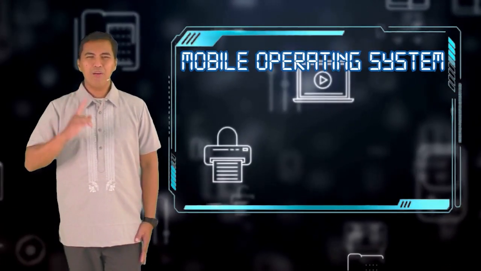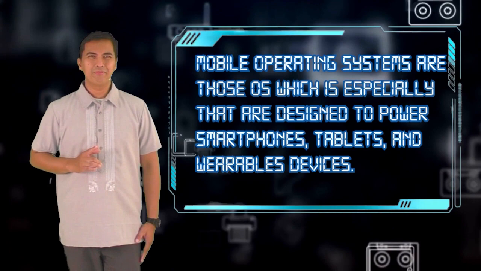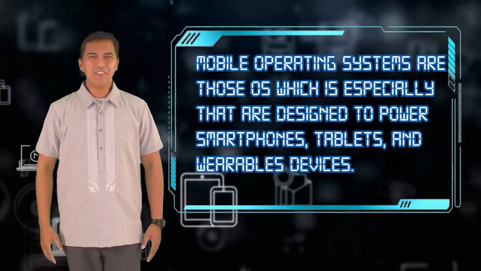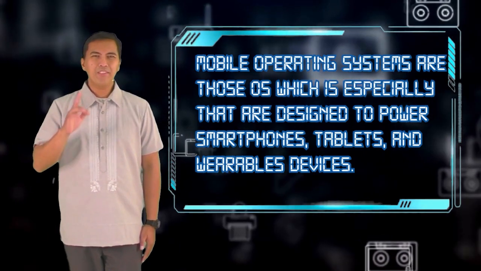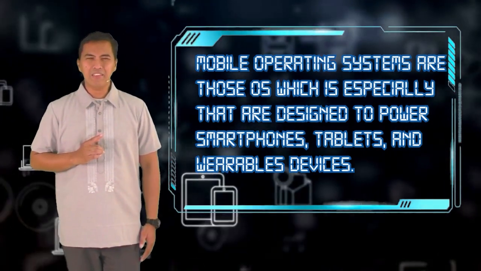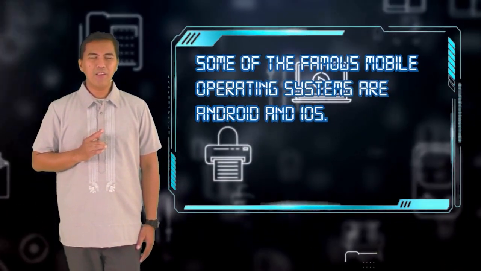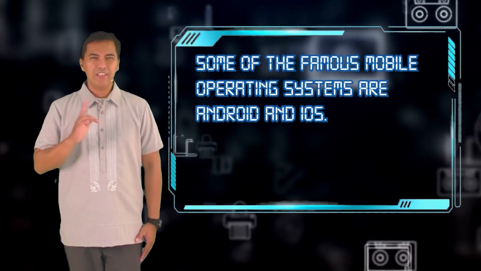Lastly, mobile operating system. Mobile operating systems are those especially designed to power smartphones, tablets, and wearable devices. Some of the famous mobile operating systems are Android and iOS.